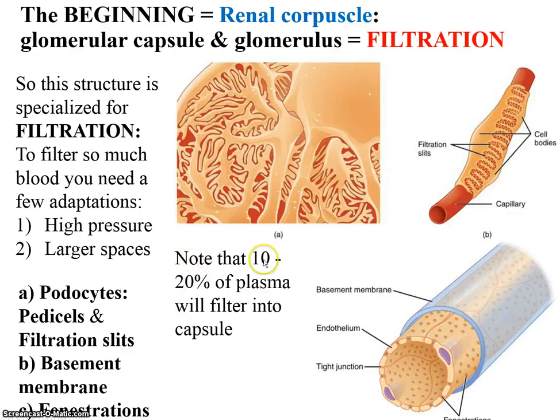Then I said, note that 10 to 20% of plasma will filter into the capsule. So not all the stuff is leaving the plasma, because otherwise it would become a solid bunch of cells. That's not going to work. So not everything is going to have the opportunity. That's why you're going to filter the blood continuously throughout the day. But this 10 to 20% of the plasma that filters into the capsule is going to be changed. And the kidney cells are going to determine what comes back of that.